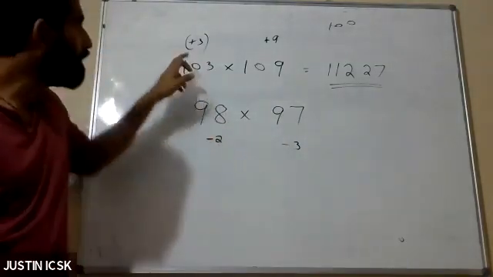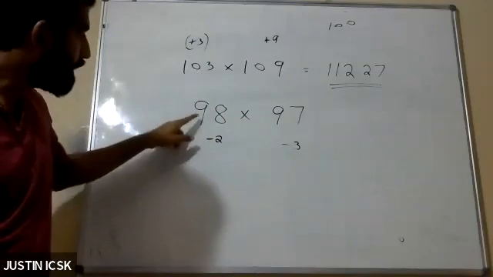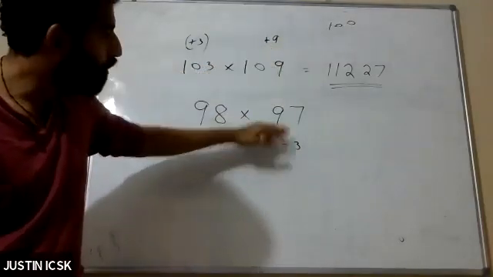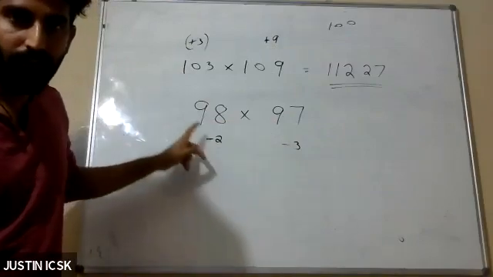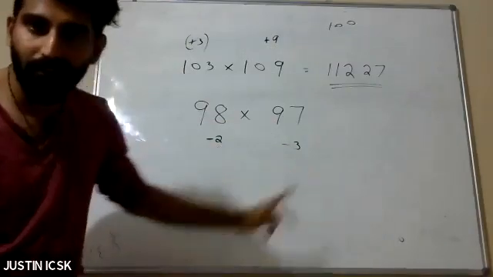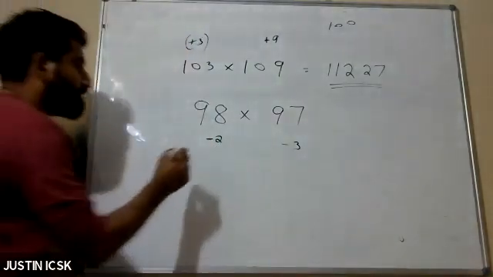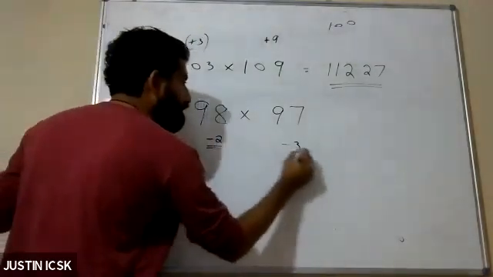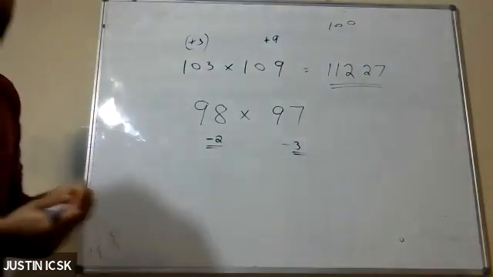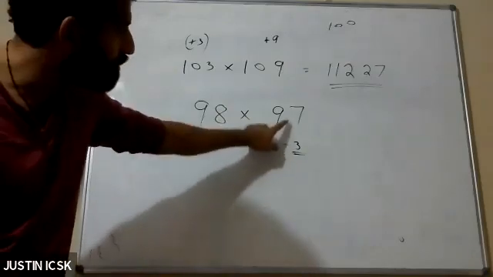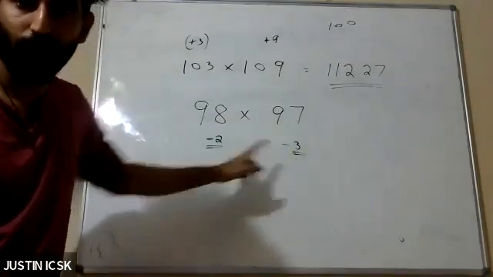So remember, here if you write plus 3, here you write minus 2. Above 100 write plus, below 100 write minus. So here I am writing minus 2 and minus 3. Remember, okay. So this is the first step. Why I am writing minus 2 is 100 minus 2 is 98. 100 minus 3 is 97. That's why I am writing minus 2, minus 3.